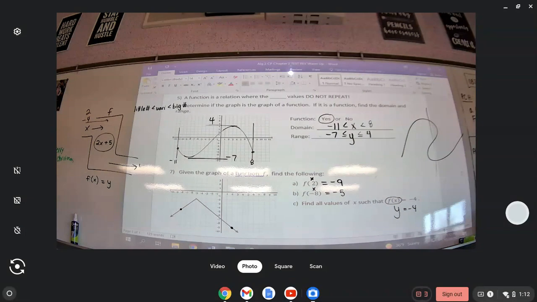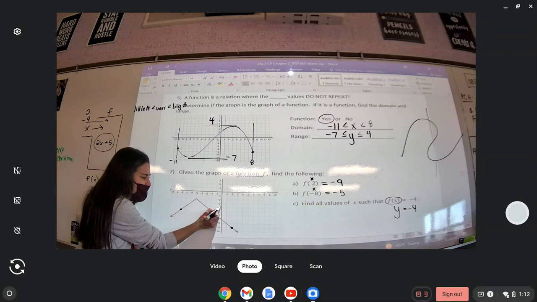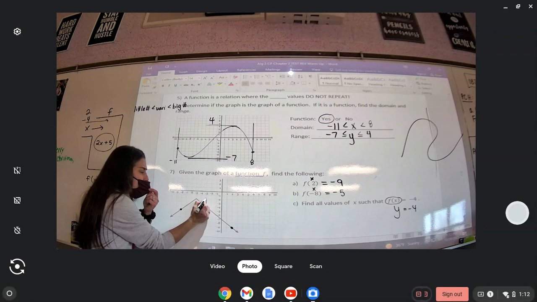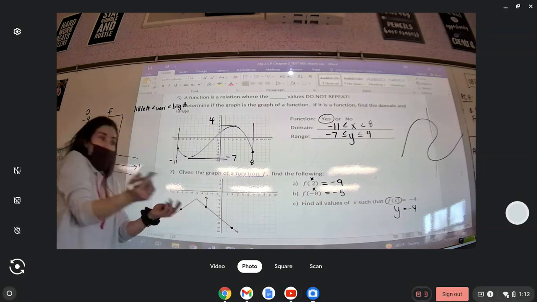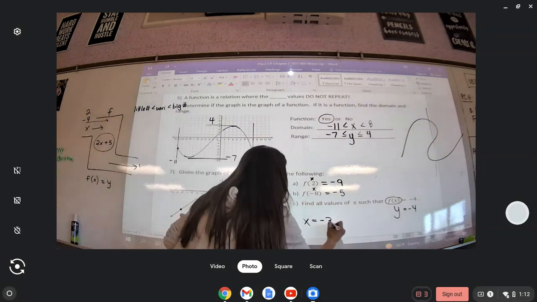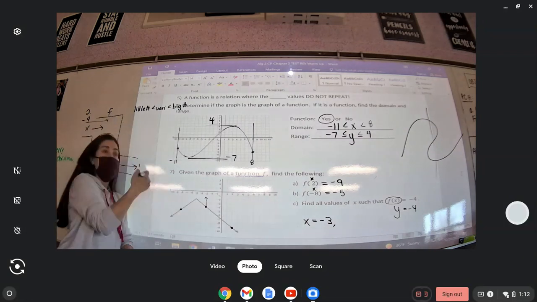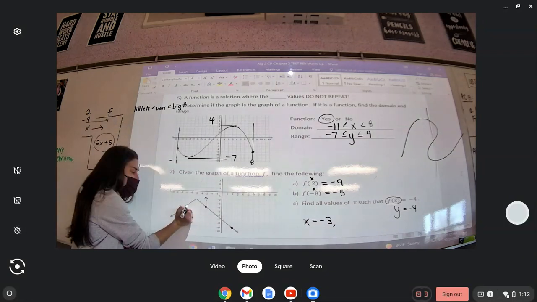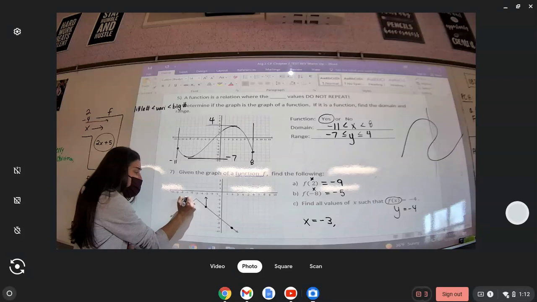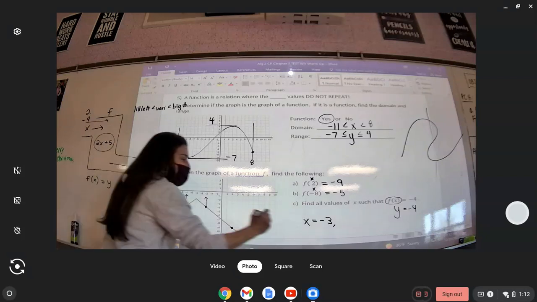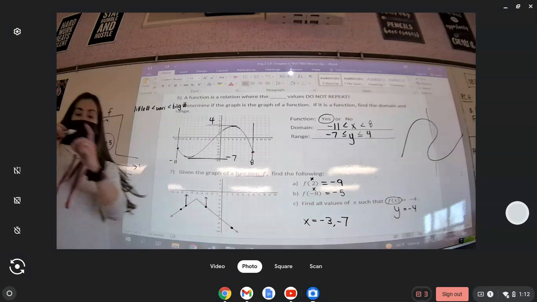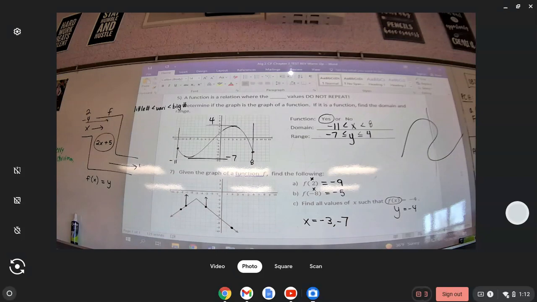If -4 was the output, what x went in? Well, guys, isn't this where y is -4? So this point right here has a y-coordinate of -4. Who's his x-coordinate? That means when x is -3, a -4 will come out. And then is there another point on the graph that has a y-coordinate of -4? Right there, when x is -7. And now those are the two x values that will make -4 come out. You guys really did well on this quiz if this is coming back to you, okay?